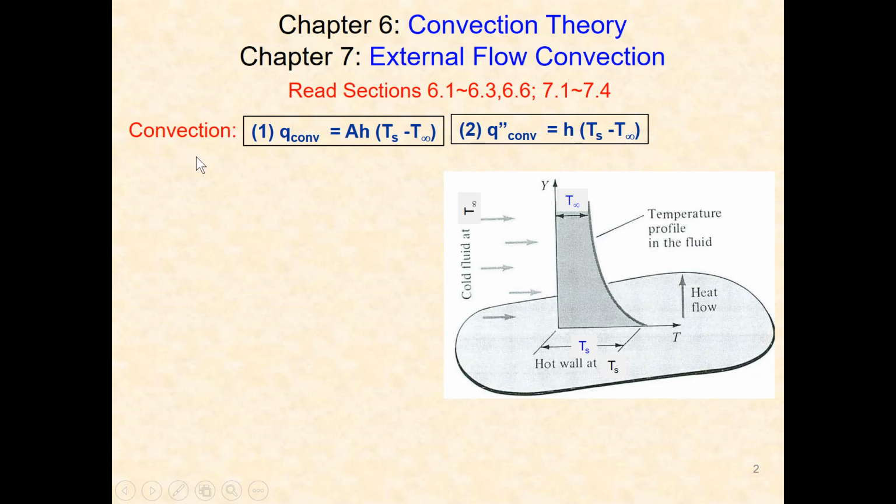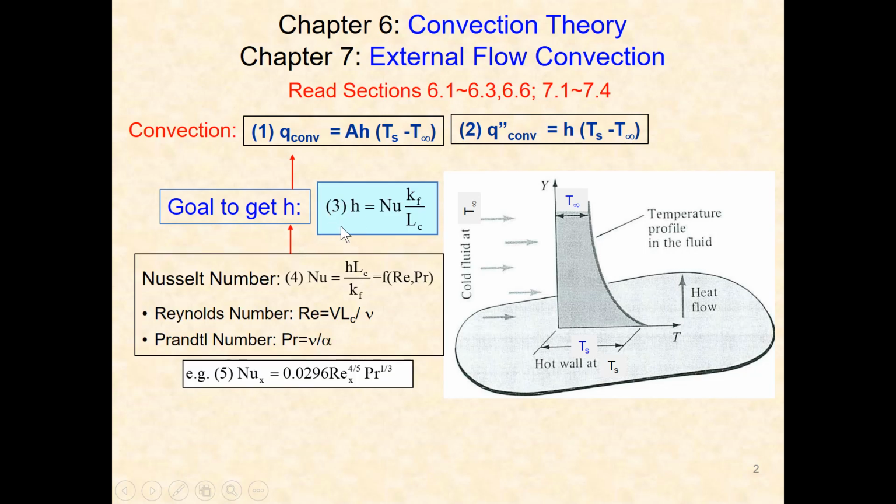What we have learned is that convection is heat transfer between a solid surface and a moving fluid due to temperature difference. The heat flow in terms of heat rate and heat flux is determined by Newton's cooling law. Then the question is, why do we need to study convection in detail? The answer is, we need to find a way to get the heat transfer coefficient h value. How do we do it?